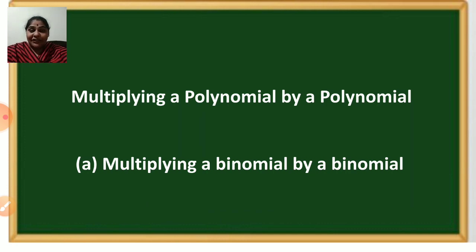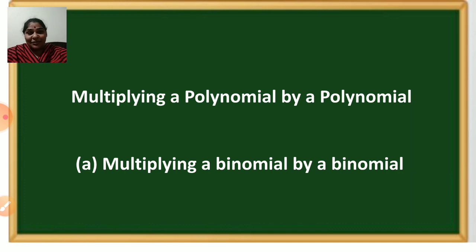Till now, children, we have seen multiplying a monomial by a polynomial. So the second expression used to be a binomial or a trinomial, right? But the first expression used to be always a monomial. Now in this one we will see how to multiply a polynomial by a polynomial. In that also, first we will see multiplying a binomial by a binomial. So here both the expressions will be binomials. There will be two terms.